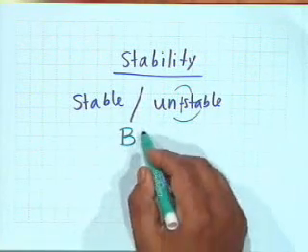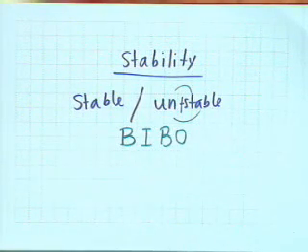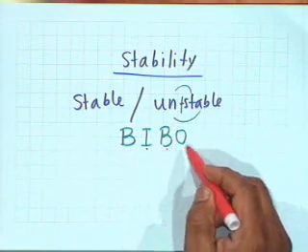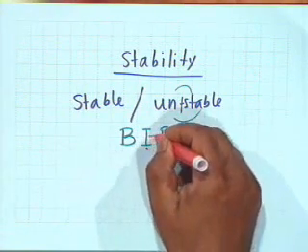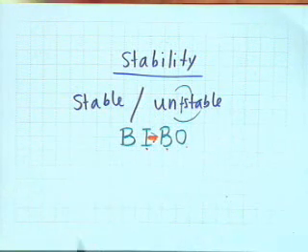indicated by 4 letters B, I, B, O, and the meaning of these 4 letters is the following. This B stands for bounded, I for input, this B for bounded, and this O for output. And a system is said to be stable if bounded input leads to bounded output. This is the meaning of stability. That is, if the input is bounded, then the output should also be bounded. If it is not so, if the output can grow indefinitely, then the system is unstable.